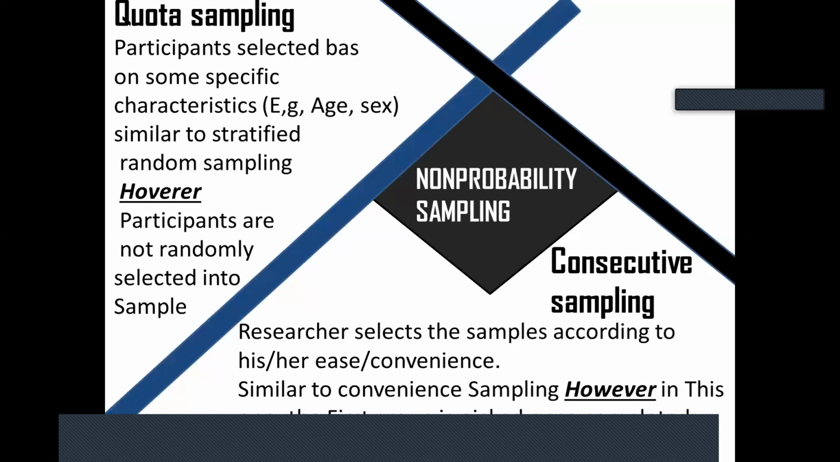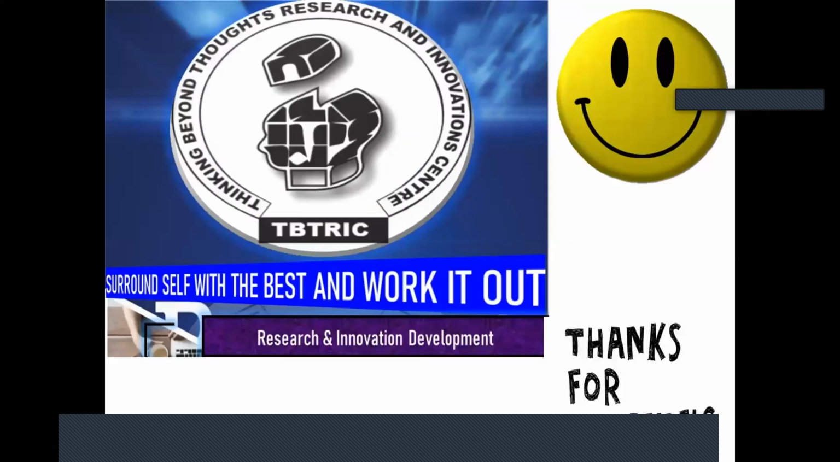So we also have what we call consecutive sampling, whereby the researcher selects the samples according to his or her convenience, okay? This time, it looks like a convenient sampling method. But for consecutive, you pick one group, work on it, get all the research done, collect the data, get the results, finish that group, then collect another group. So that is consecutive sampling. Work on the first sample, finish it, then get to the other group.